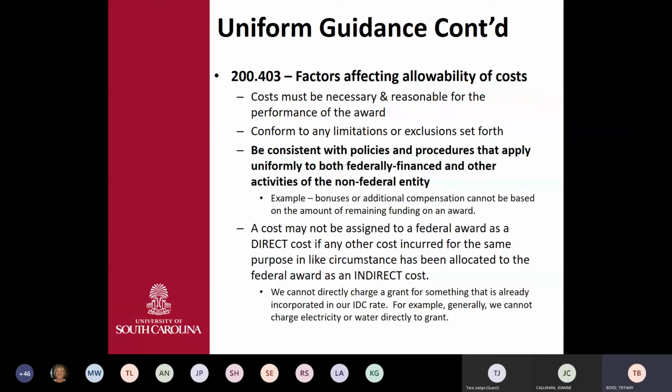The next point we wanted to highlight is that a cost can't be assigned to a federal award as a direct cost and then also incurred for the same purpose and allocated to the award as an indirect cost. So for example, anything that's included in our IDC rate can't then be directly charged to the grant. You'll notice that we can't charge electricity or water directly to grants because that's included in our IDC rate. So just be aware of those things as you're charging expenses.